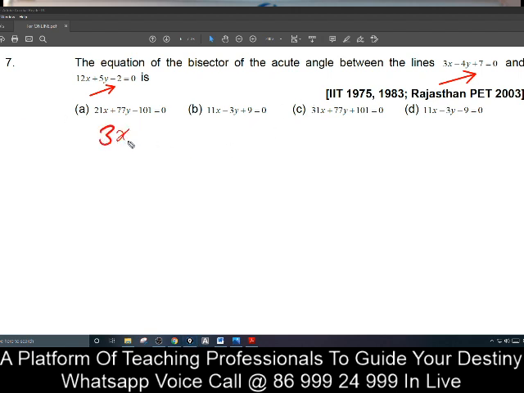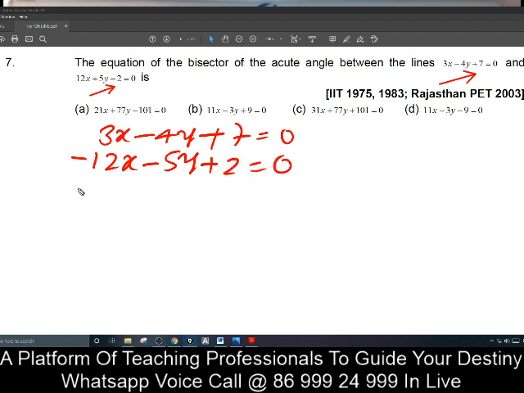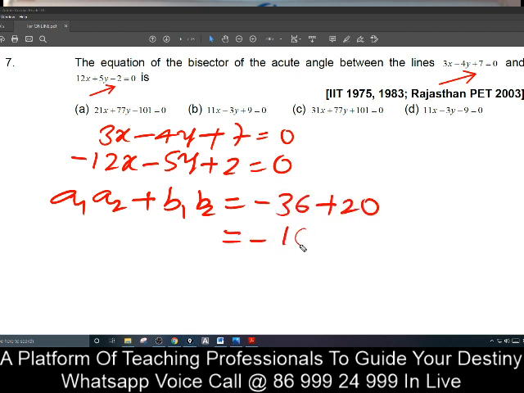3x minus 4y plus 7 equal to 0. It is minus 12x minus 5y plus 2 equal to 0. Now a1 a2 plus b1 b2 is equal to minus 36 plus 20, which is minus 16, less than 0. What do we need? We need the equation of the bisector of the acute angle. For the acute angle, reverse the sign.